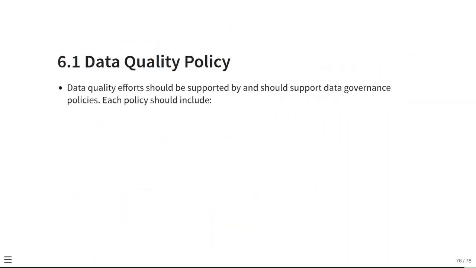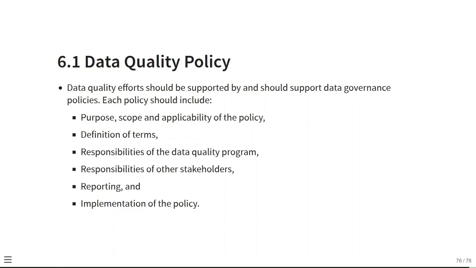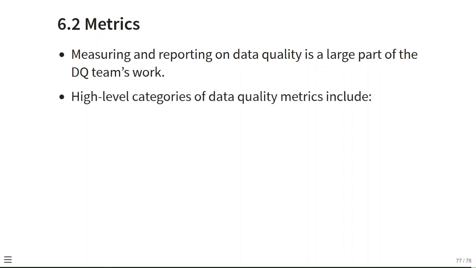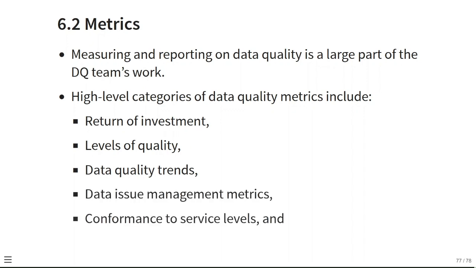The data quality policy. Data quality efforts should be supported by and should support data governance policies, and each policy should include purpose, scope, and applicability of the policy, definition of terms, responsibilities of the data quality program, responsibilities of other stakeholders, reporting, and implementation of the policy. Metrics. Measuring and reporting on data quality is a large part of the data quality team's work. High-level categories of data quality metrics include return on investment, levels of quality, data quality trends, data issue management metrics, conformance to service levels, and data quality plan rollout.